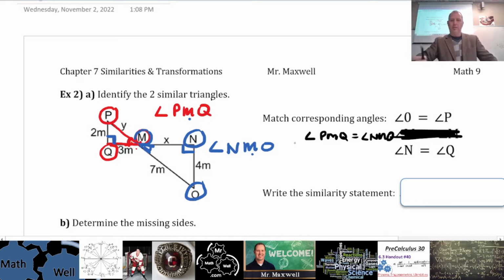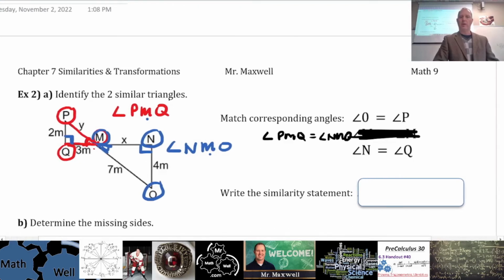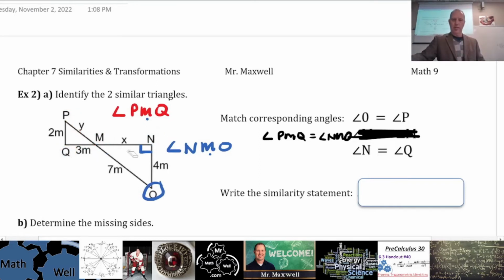All right, so write the similarity statement. That's the next little piece here. And if you remember, we want to state the triangles that are similar, but it's important as well when we state it that we state the letters in the right order. So what is the right order? Well, let's name one triangle here. Let's do triangle PMQ. We'll write our little similar sign.